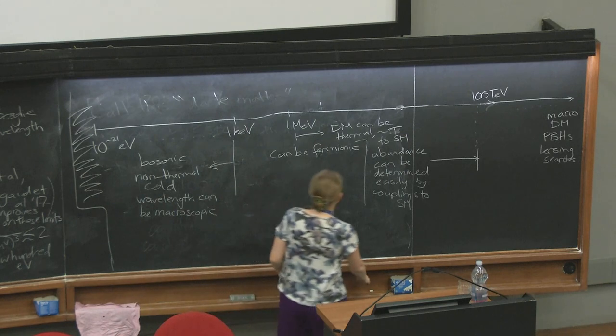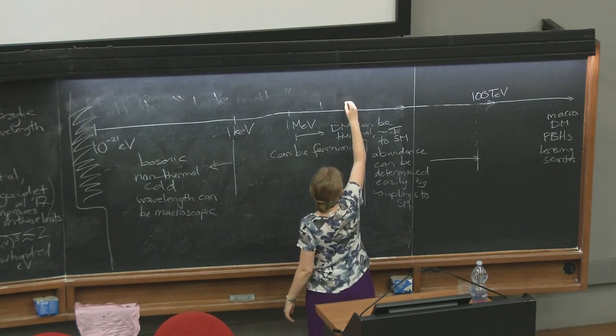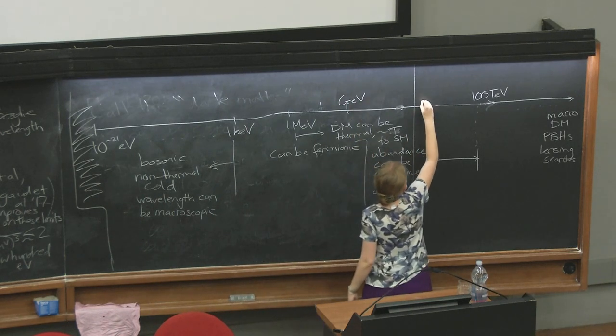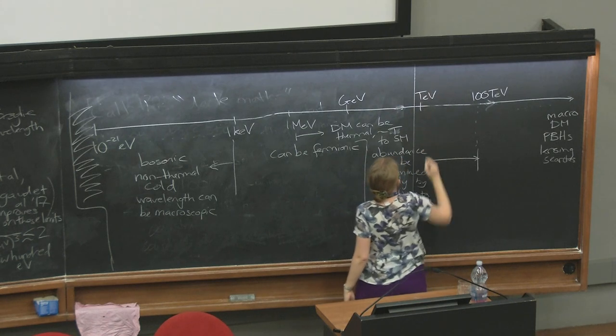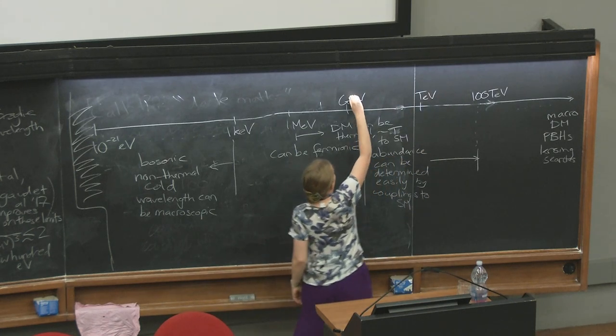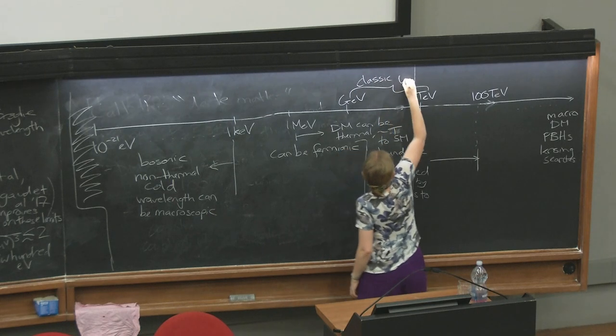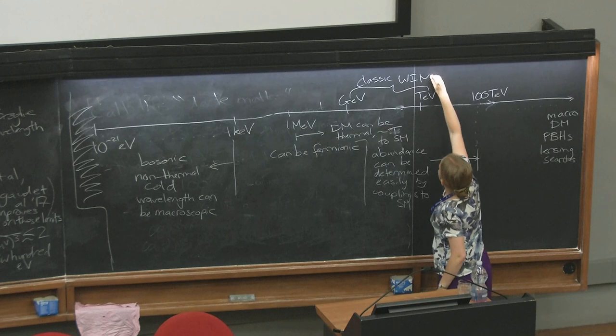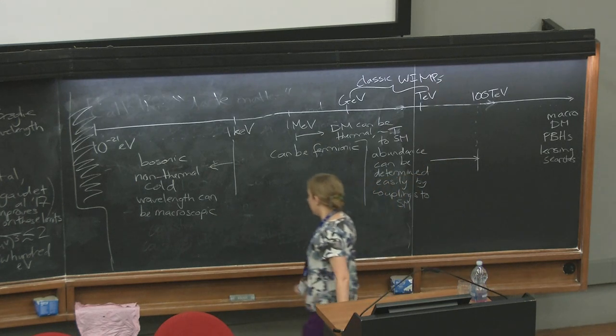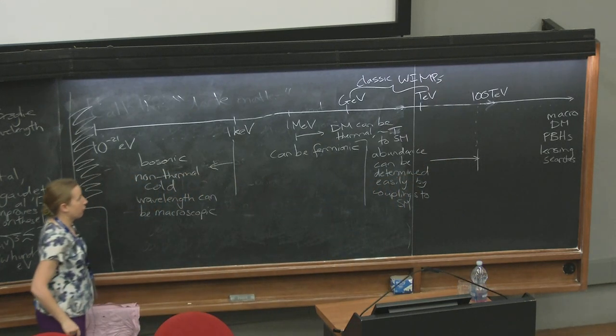And there's a sub-range in here between sort of GeV and TeV that is the classic weakly interacting massive particle window, which is motivated, among other things, by supersymmetry.